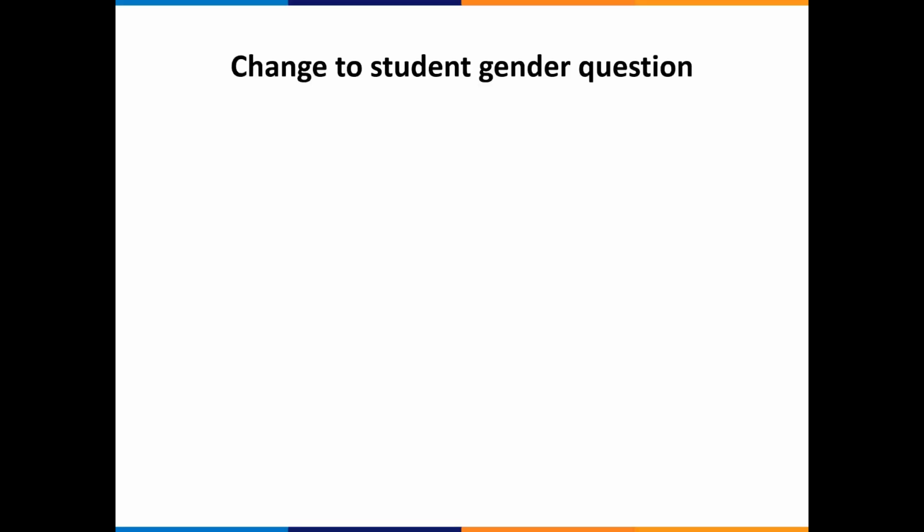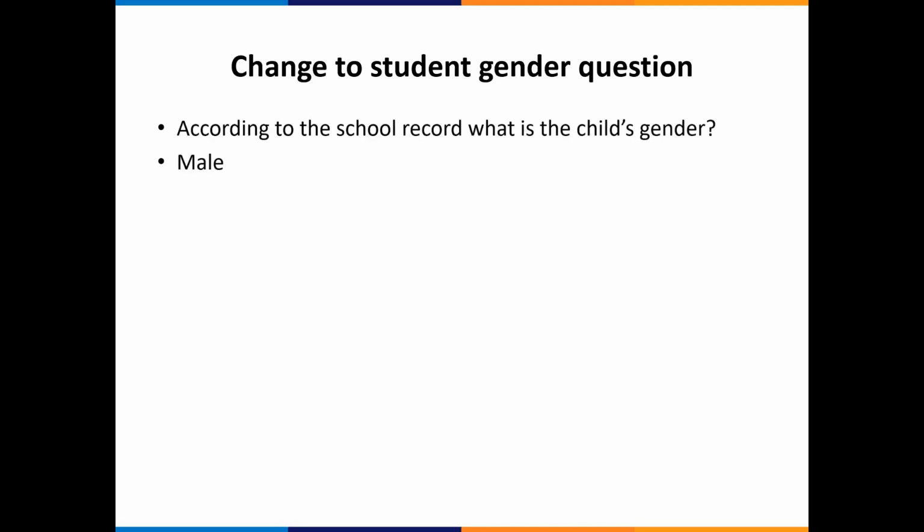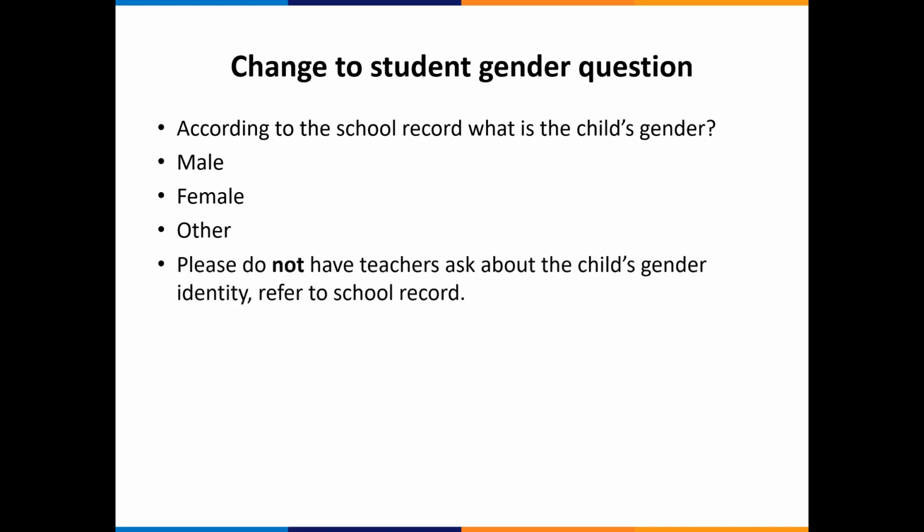All right, let's get into it here. So let's first talk about the changes to our student gender question. This year, we're going to be changing the question to ask, according to the school record, what is the child's gender? And then we're going to be adding a third option, so teachers will have the option to select male, female, or other, in case something else is listed in the student's record when it comes to gender.